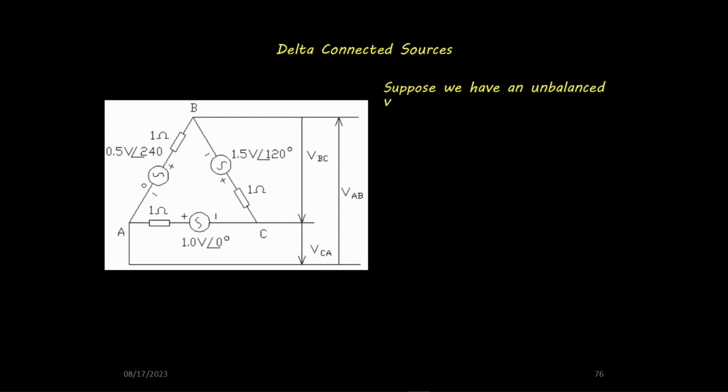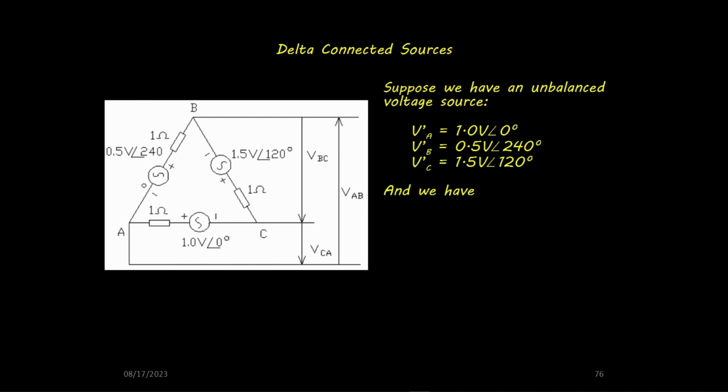Let's do an unbalanced delta-connected source example. Suppose we have an unbalanced voltage source. The phase voltages are VA equals 1.0 volts at 0 degrees, VB equals 0.5 volts at 240 degrees, VC equals 1.5 volts at 120 degrees. And we have a balanced network. Let ZA equals ZB equals ZC equals 1 plus j0 ohm.